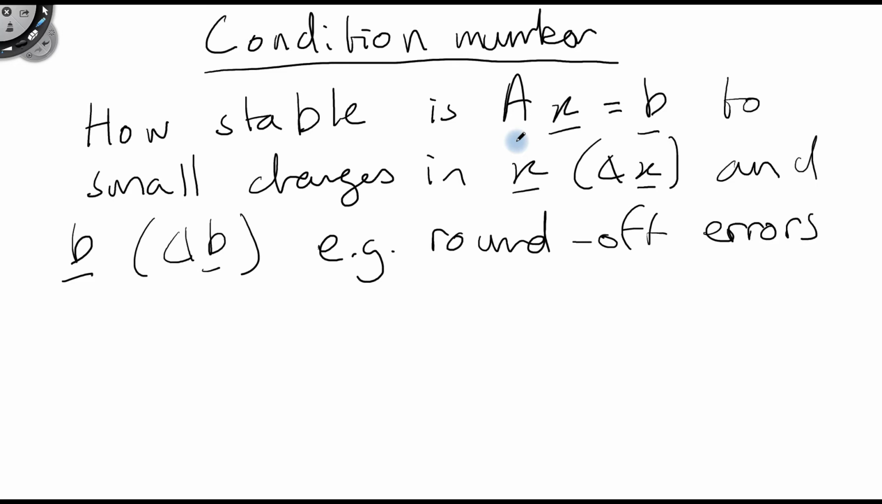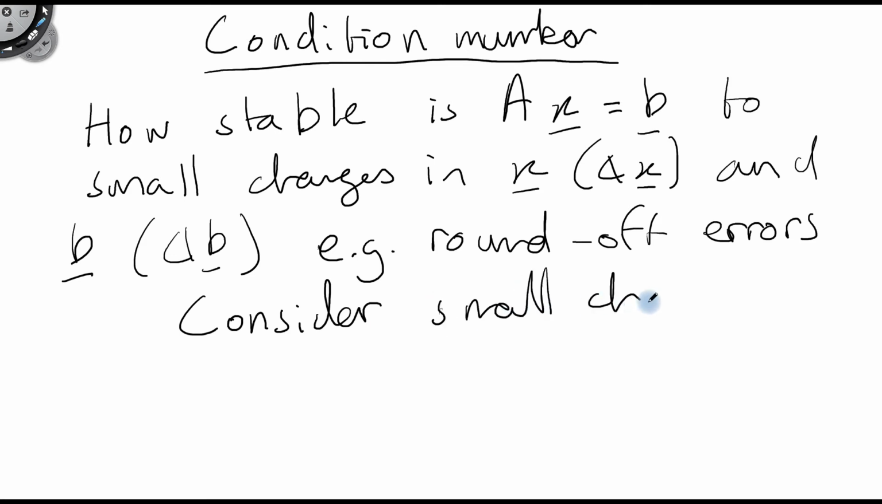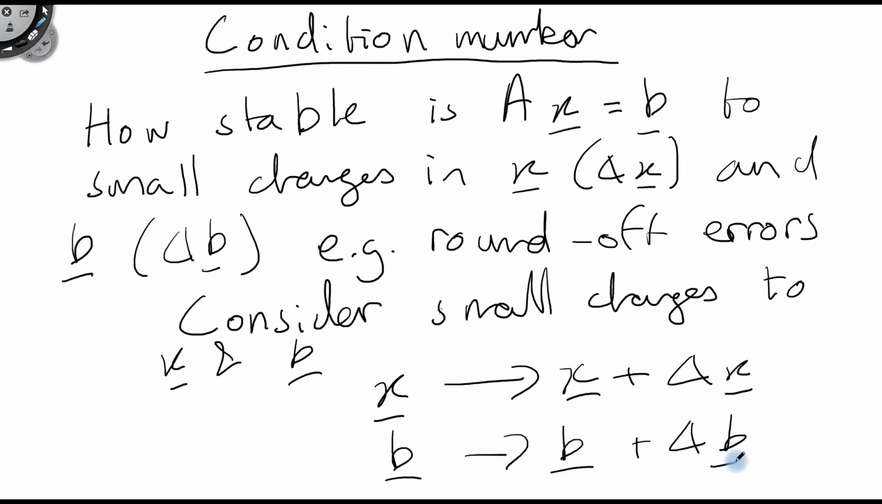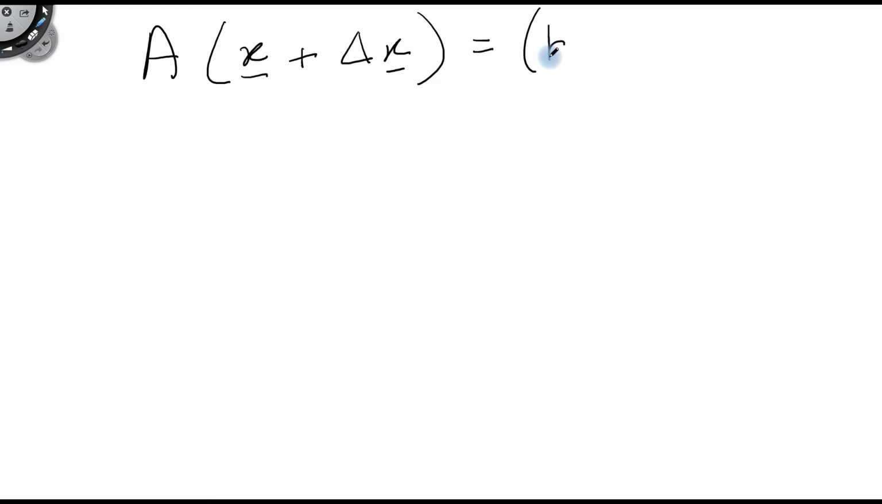So we consider small changes to x and b. x will go to x plus delta x, a small change in the x vector, and b will go to b plus delta b. All very straightforward. So we substitute those in, and our perturbed, or adjusted, inversion problem is this.